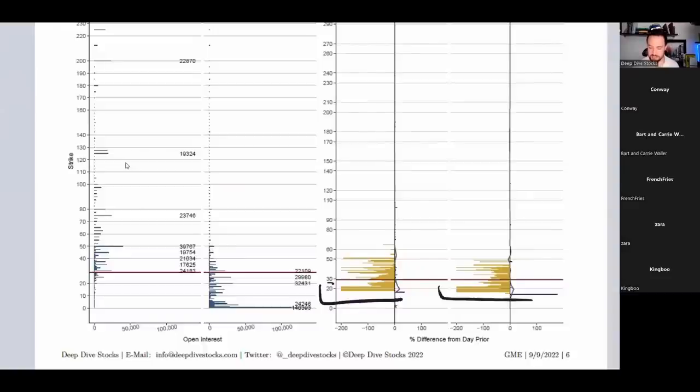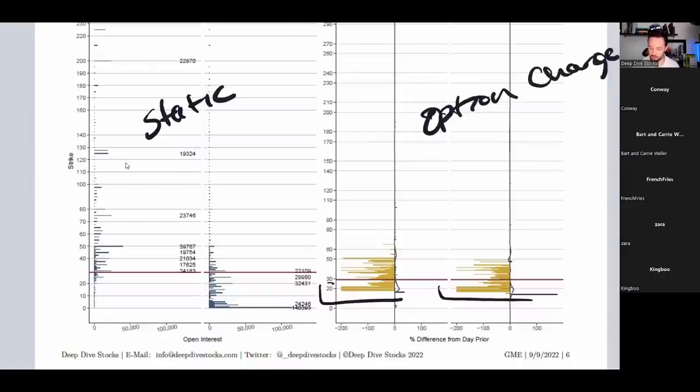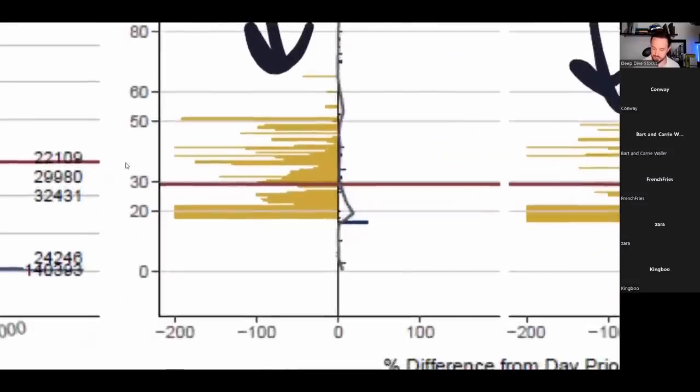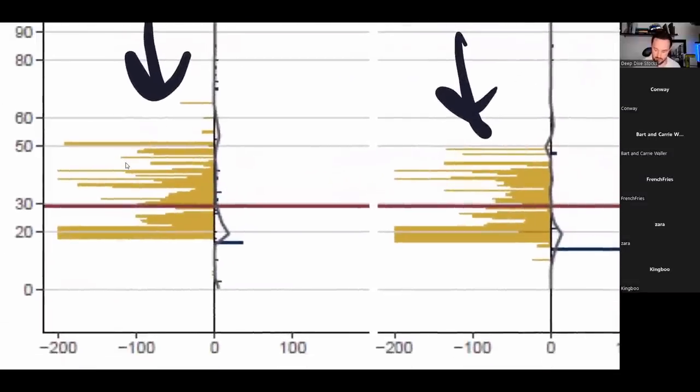So this is the static options graph. That just tells us the current layout. And then this is the options change. If the bars are gold, it means that those strikes got closed. If the bars are blue, it means that those strikes were opened. And so we see quite an inordinate amount of options are closed, and if it goes to 200%, like these, that means a complete closure.